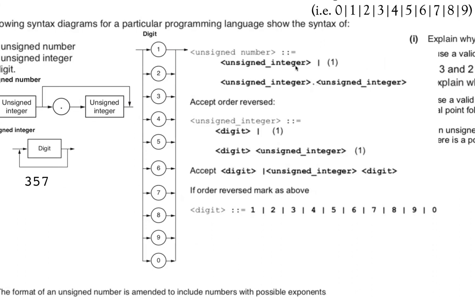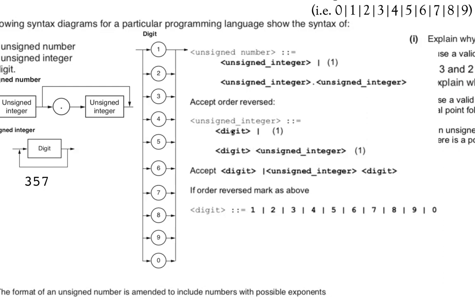However, an unsigned integer is actually a non-terminal. That's why it's written in this way. The same thing goes with this representation as well. So that means there has to be a Backus-Naur form representation for what an unsigned integer is, and this is exactly what it is. Now, an unsigned integer is a digit, or it could be a digit followed by an unsigned integer.